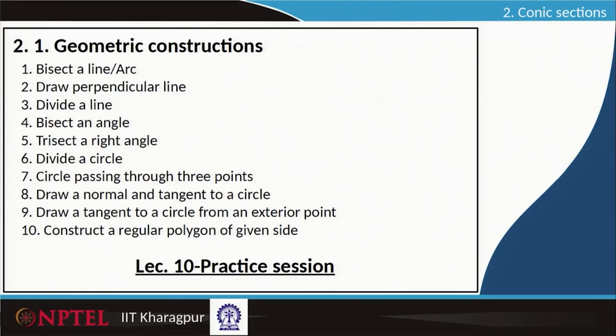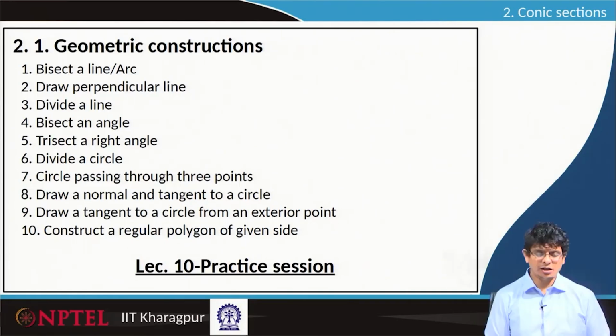So, in lecture 9 especially we covered how to draw a normal and tangent to a circle, how to draw a tangent to a circle from exterior point, and how to construct a regular polygon, for example, like octagon of given side inscribed in a circle. In lecture 10 we will practice more examples.